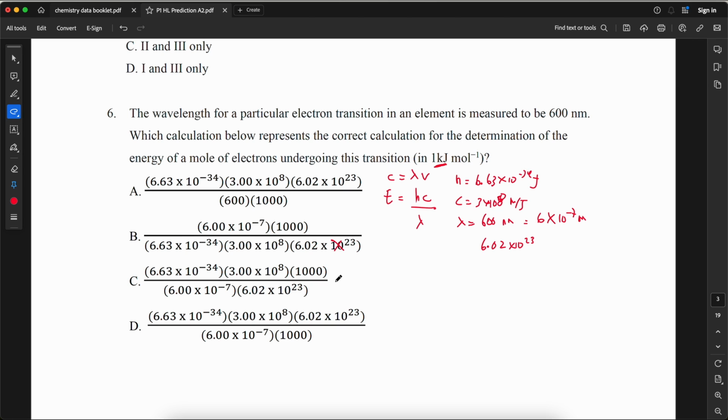So this one is no, this one is no. So either A or D, but we need to multiply with the Avogadro's number. Both of them multiply by Avogadro's number, but the only difference is this one. This one is 600, but this one is 6 times 10 to the power negative 7. This is the answer because we have speed of light, which is meter per second, so we need to convert the wavelength to meter. So the answer is D.